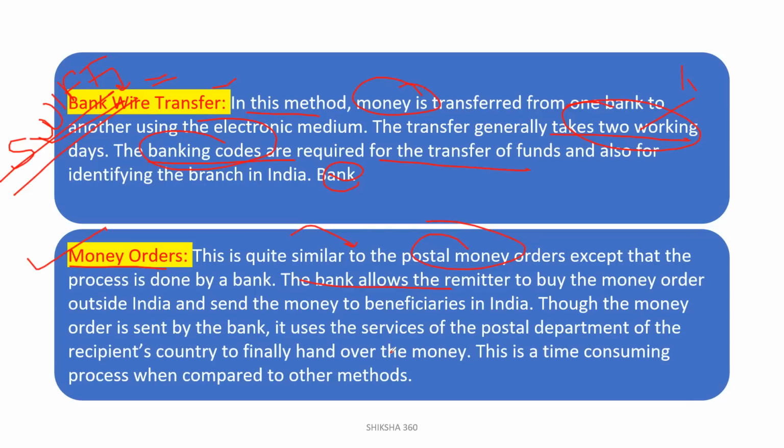So the money order is sent by the bank. It uses the services of the postal department of the beneficiary's country to finally hand over the money. Money order is the money sent through basically physical currency. This is a time consuming process when compared to the other methods. Like you are sending a letter. Similarly, if the money is sent through the bank, that is to be considered a money order. Otherwise, it is a postal money order.